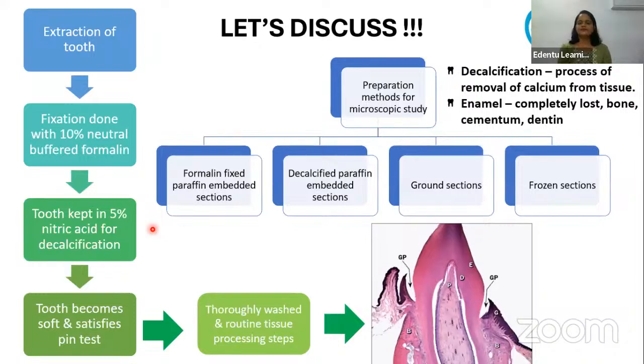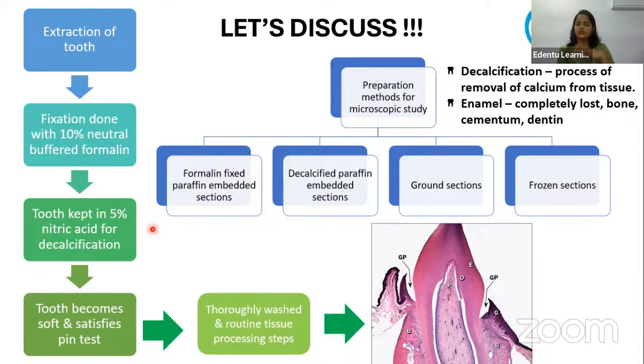So let's see. Mostly for studying a tissue under the microscope, there are four types of preparation that we usually use. One is the formalin fixed paraffin embedded sections, like you had seen in the previous slides, like the circumvallate papillae and all the other normally stained tissues.